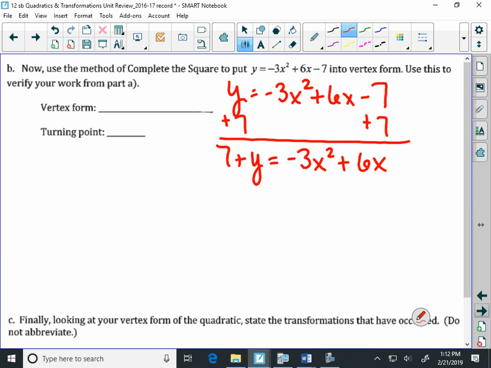We need to factor out the negative 3. We can't complete the square when there's a number in front of the x squared term. So this is 7 plus y equals negative 3, and when we factor it out, be really careful. This becomes x squared, and that's not where the trouble is. It's 6 divided by negative 3, which is negative 2x. And now that we have this format, we can complete the square.